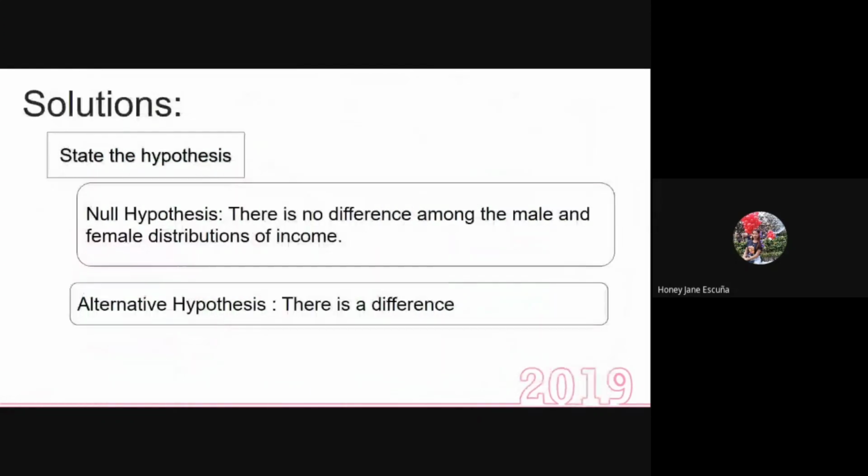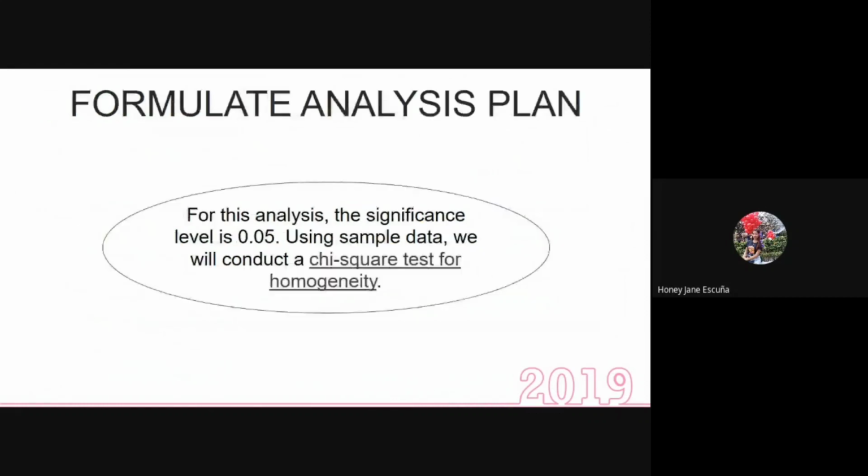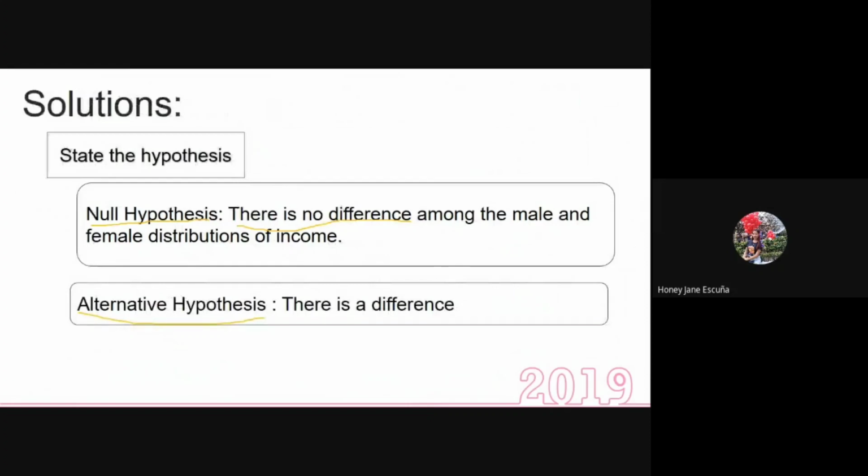Next is for our solution. First thing to do is state our hypothesis. For our null hypothesis, we have here that there is no difference among the male and female distributions of income. For our alternative hypothesis, we already know that the alternative hypothesis is the opposite of our null hypothesis. So our alternative hypothesis is there is a difference among the male and female distributions of income.